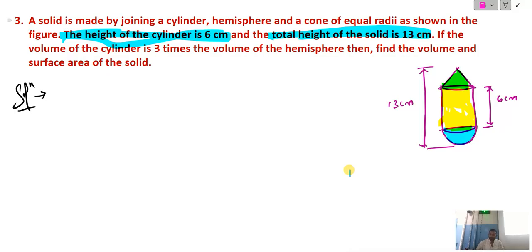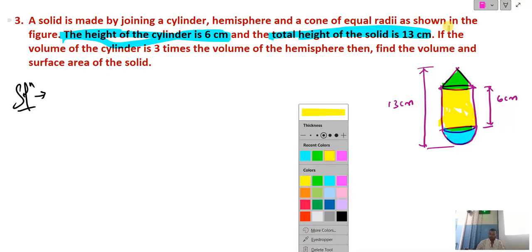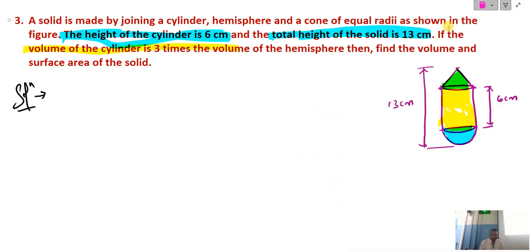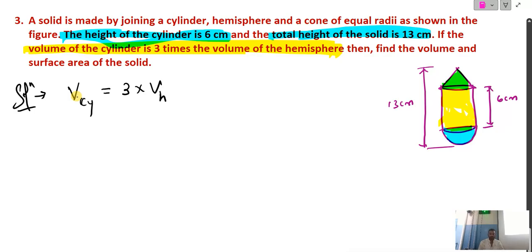Now, children, one thing you have to be very careful here. What is that? They said that the volume of the cylinder is 3 times the volume of hemisphere. Yeah, this is a very important step. As we can see here, they have said that volume of cylinder is equal to 3 times, means 3 into volume of hemisphere. Understood? If you want, you can write VH, short form. VH is volume of hemisphere.